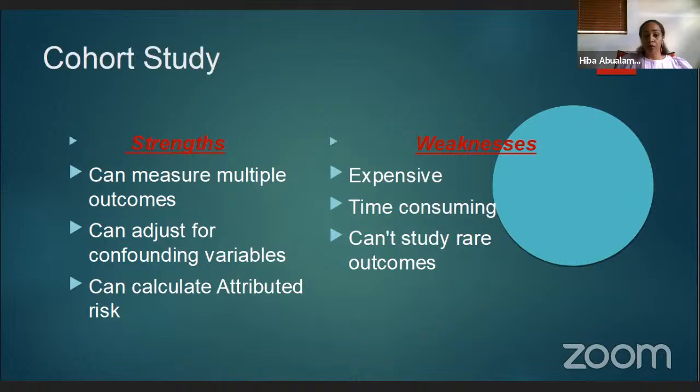You can adjust for confounding variables. You can control confounding, and can calculate attributable risk. And attributable risk means the difference between the exposed and the unexposed. The weaknesses are that it is expensive, time consuming, and can't study rare outcomes because usually it comes in a large group, and you can miss a rare disease or a rare event.